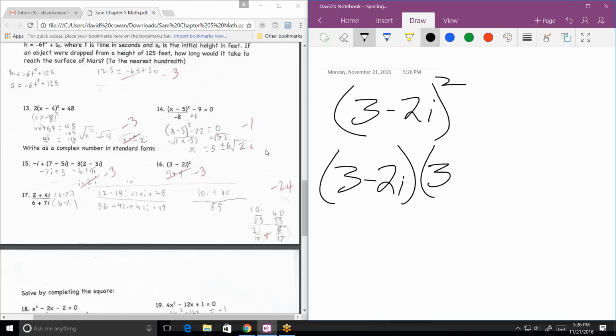Squaring means what? Means foiling it out. That means basically multiplying it. So wouldn't it be 9? No, not 9 plus 4. First of all, you've got to FOIL it. There's going to be 4 terms in your answer. What's the first term? 3 times 3. 3 times 3 is 9. What's the next term?